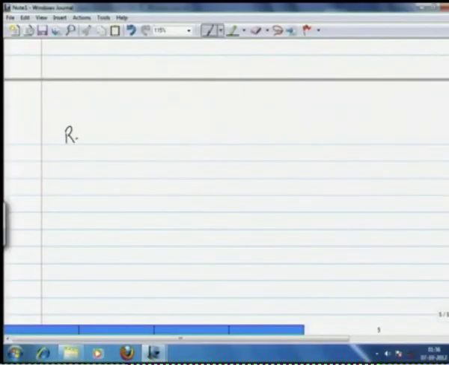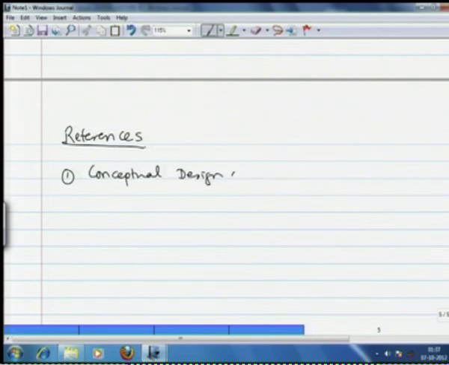I am going to refer to 5 books while teaching this particular course, okay? And I am giving here the names of these books along with the authors. The first book that I am going to use or refer to is the Conceptual Design of Chemical Processes. This is a very widely used book in many universities. Conceptual Design of Chemical Processes by J.M. Douglas, and the publisher of this book is McGraw-Hill International.